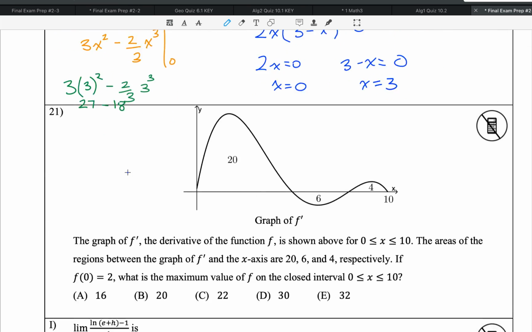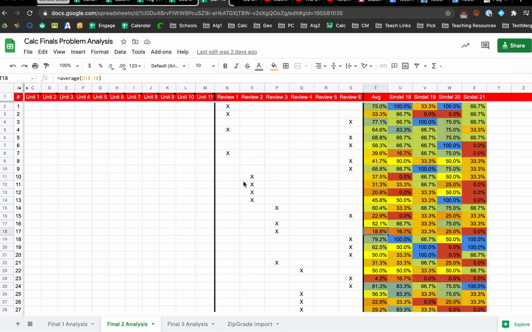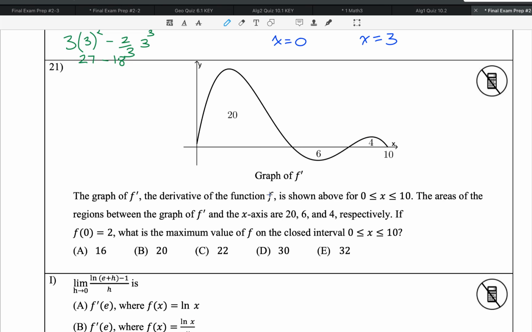All right. Number 21, how did we do? Number 21 is right here, 31%. Oh, but all three of us got it wrong. It's a good one to talk about then, right?